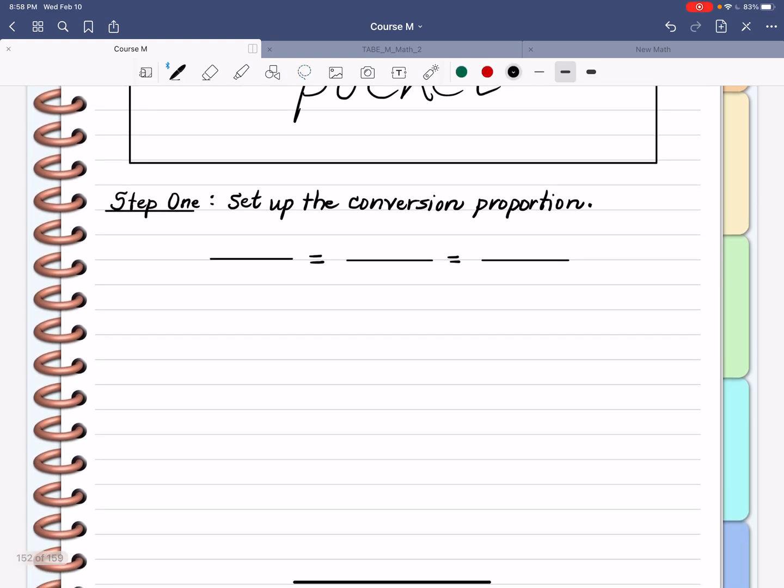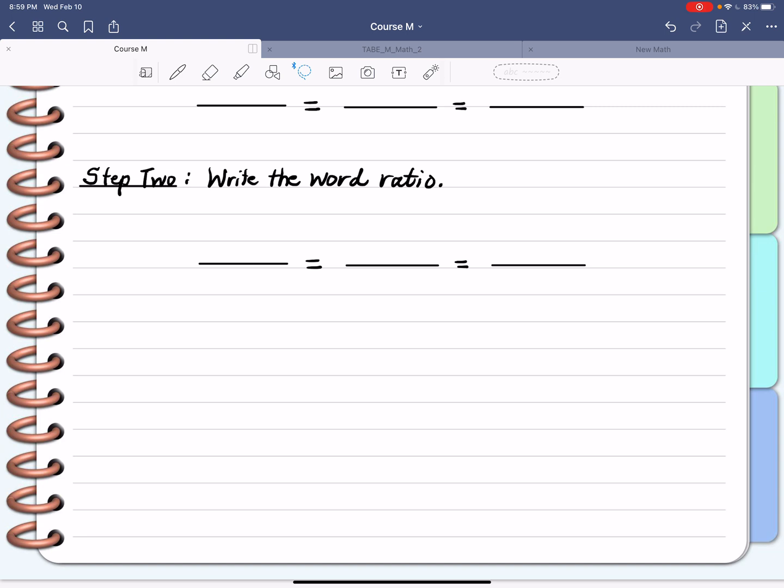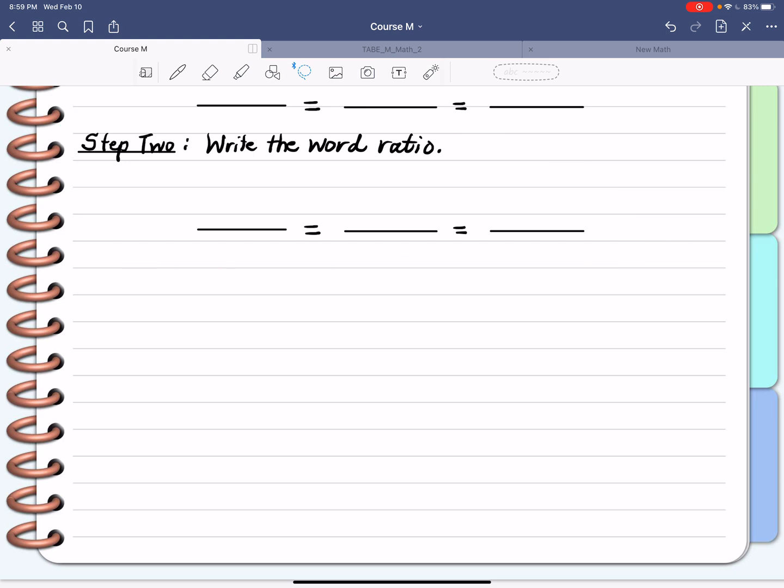Step 2 is to write the word ratio. And right now this may seem very foreign and very bizarre, but I promise you, if you practice these, you'll get so good at them. You won't even have to think about what you're doing. So the word ratio, a ratio is a comparison. The word ratio is going to be this first one, always. So let me move this up so I can save some space here. I'm running out of room. I think 4 steps will do it.